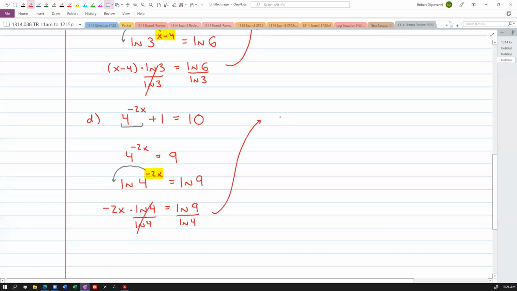That will leave me with a negative 2x on the left. And then calculator time. 1.585. If you put 1.584, I'm not going to count it wrong. I mean, I'm not real particular about the rounding on this.